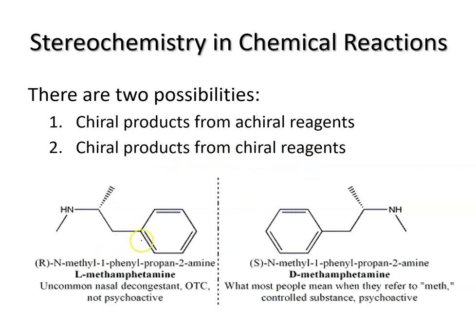And here's just an example of one where we'd have L-methamphetamine, which is a nasal decongestant over the counter. It's not psychoactive, but the enantiomer of it, this mirror image version of it, is what most people refer to as meth. So this is a controlled substance. It has psychoactive characteristics, and it's just based on this little change of where that methyl group is coming off of this chiral center here.